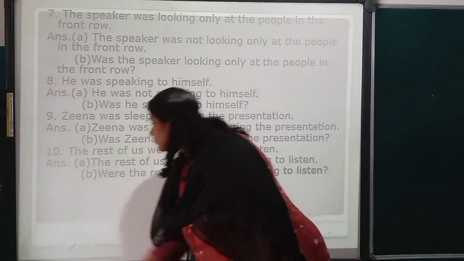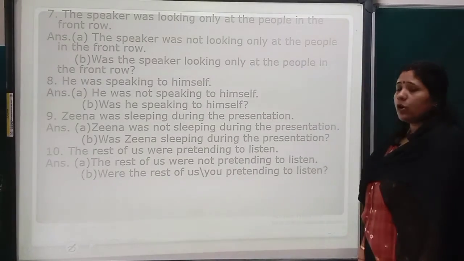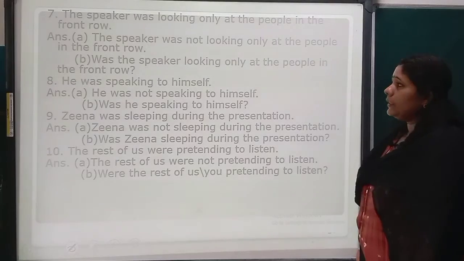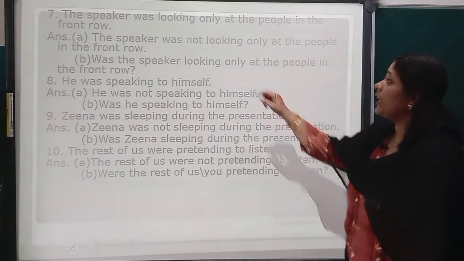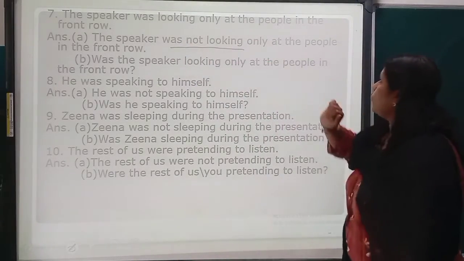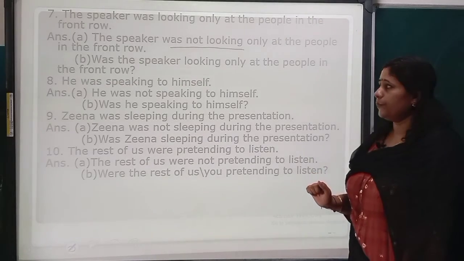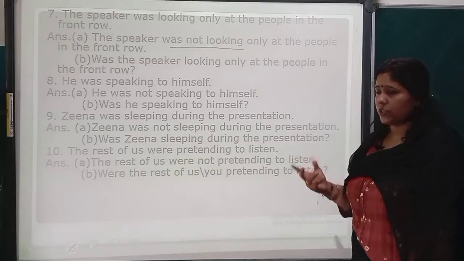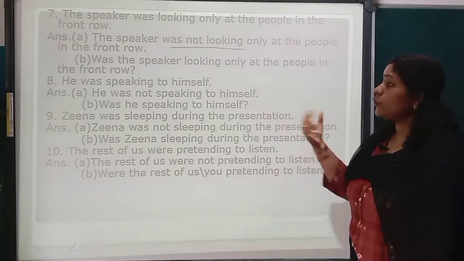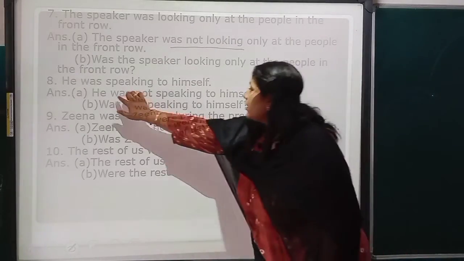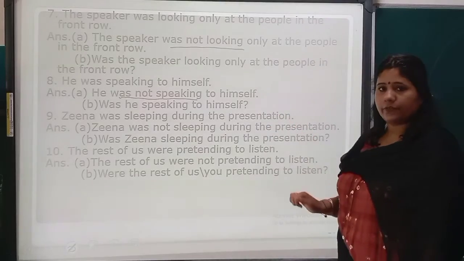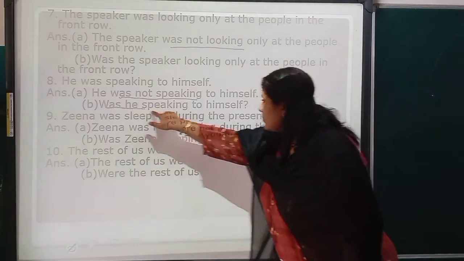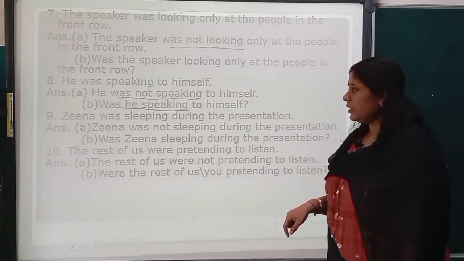Question mark. The speaker was looking only at the people in the front row. The speaker was not looking only at the people in the front row. Was the speaker looking only at the people in the front row? Question mark. He was speaking to himself. He was not speaking to himself. Was he speaking to himself?